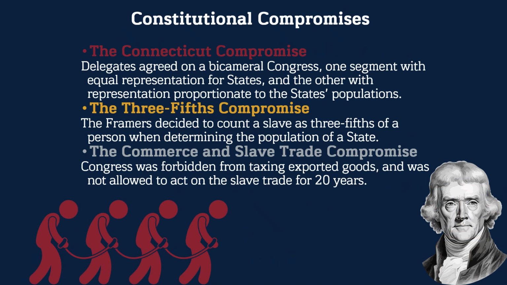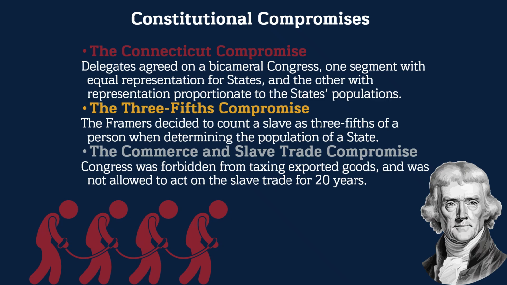There were, of course, major issues in this convention, and again, one of the fundamental concepts of our government is compromise, and so three major compromises came out of the Constitutional Convention. Number one, the Connecticut Compromise. Delegates agreed to a bicameral Congress where there would be one house based off of equal representation for every state, regardless of size or population. That's the Senate, and a house solely based off of the state's population. That would be the House of Representatives.